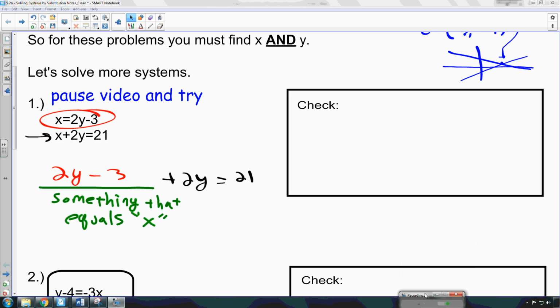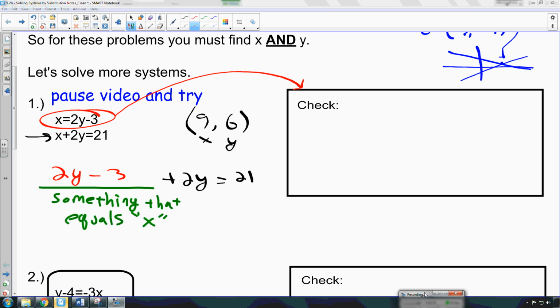All right, so hopefully you get an answer. I will write the answer here. I believe the answer was here, this. And that's our x value, that's our y value. So now we want to check that answer. Here's how we do it. We really have to check both equations. So this first equation I'm bringing over here into the checkbox. And that's x equals 2y minus 3. I'm going a little slow here. But we're going to put the 9 there and the 6 there. And we're going to see if this is equal.